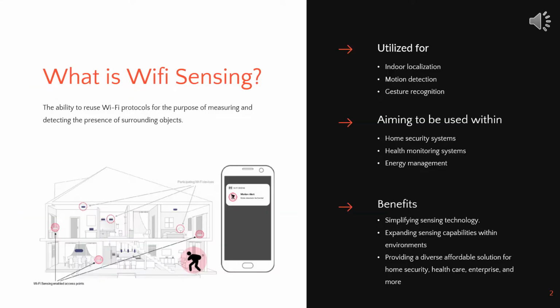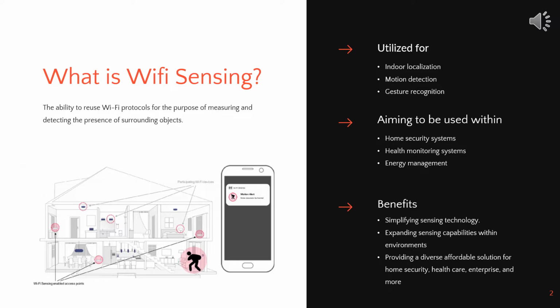So what is Wi-Fi sensing? Wi-Fi sensing basically utilizes Wi-Fi compatible devices within an environment to work together and measure or detect the presence of surrounding moving or still objects. Wi-Fi sensing is being experimented for the use of indoor localization, like security systems, motion detection, and even gesture recognition.